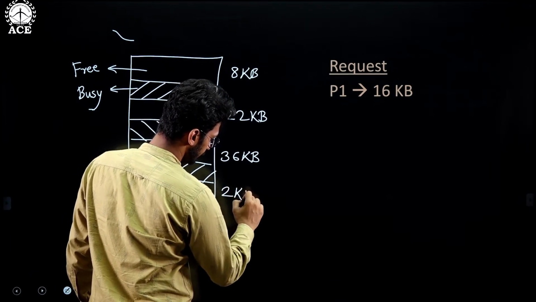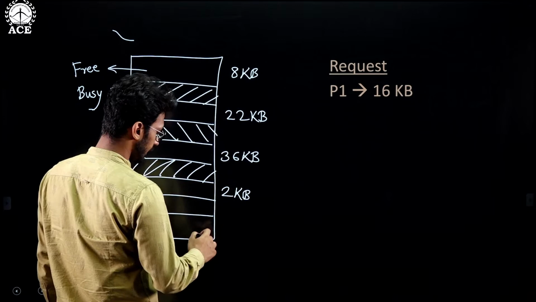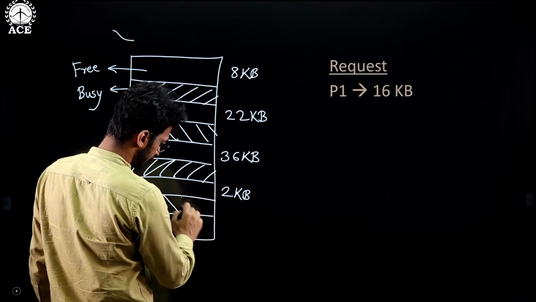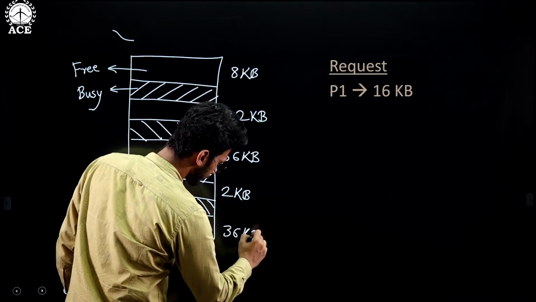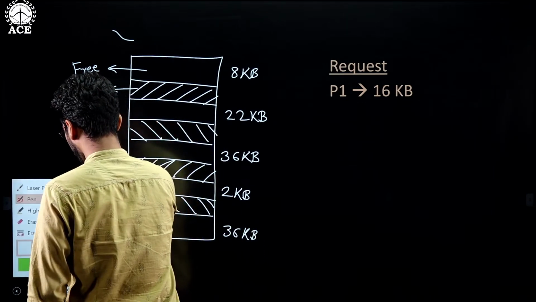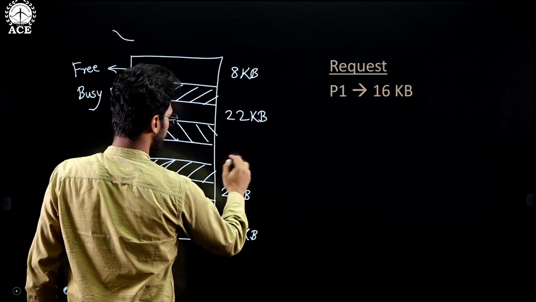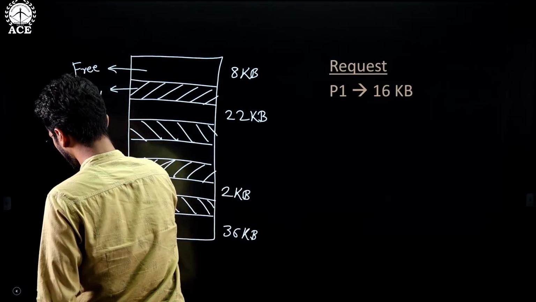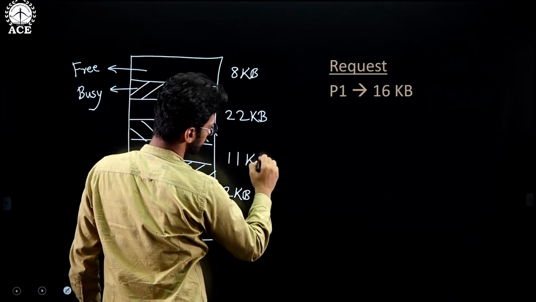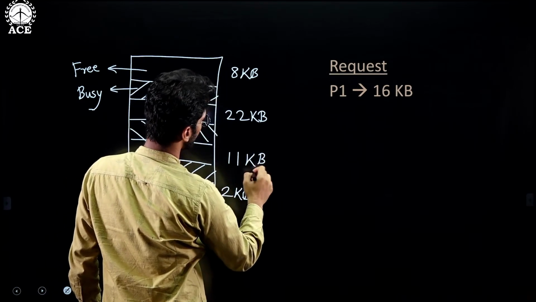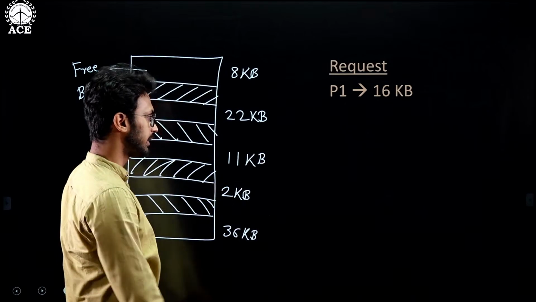2 KB. Okay. Or let's take 36 KB here. Better to make here. Eraser. I'll change this to 11 KB. 11 or okay. Let's keep it 11.